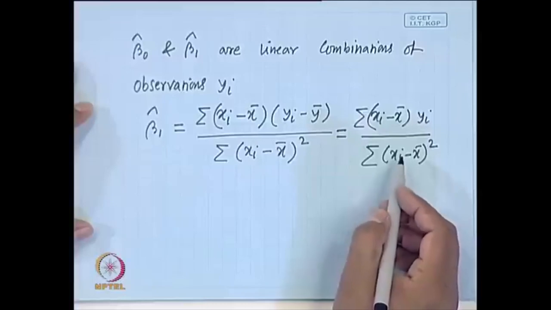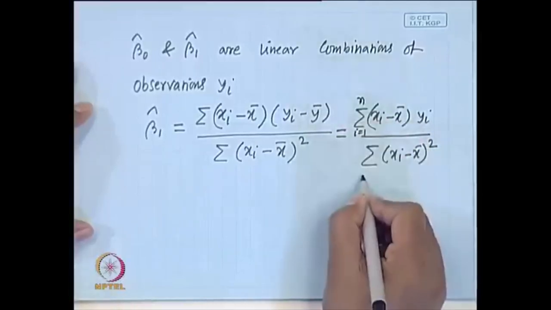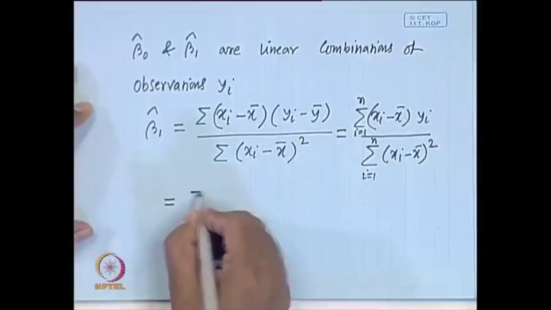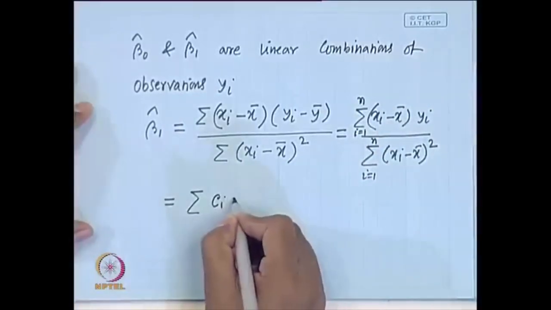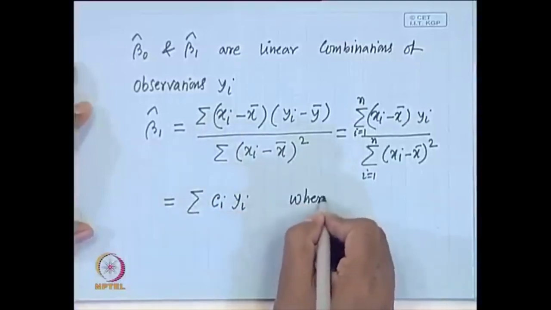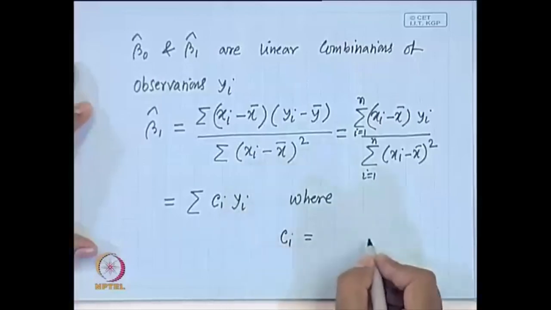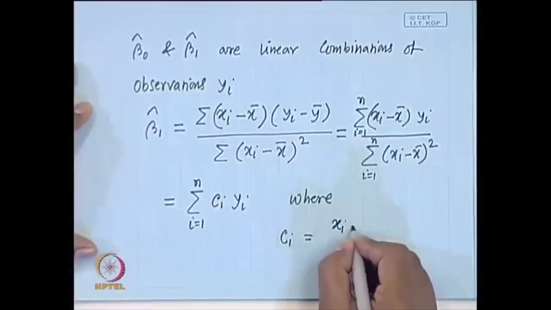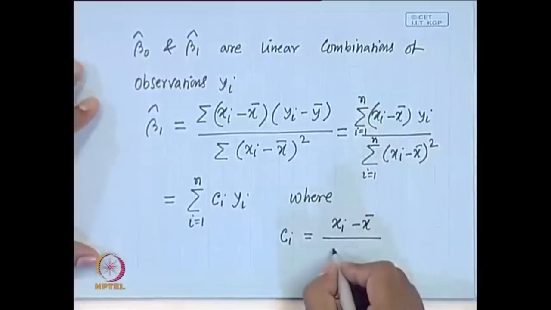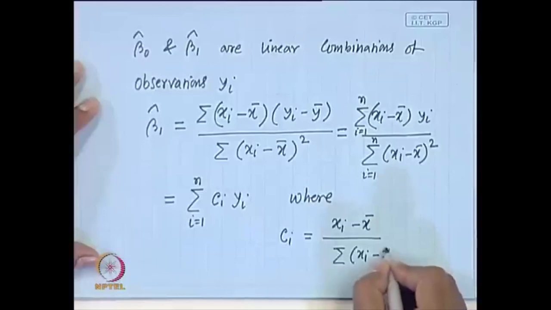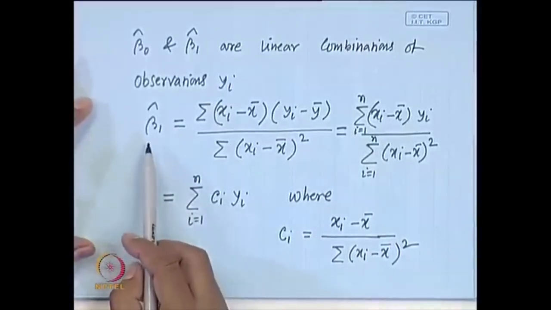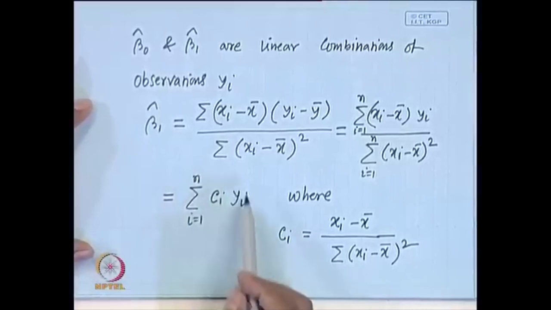Now, this is from i equal to 1 to n. This can be written as summation c_i y_i, where i equal to 1 to n, where c_i is equal to (x_i minus x bar) by summation (x_i minus x bar) whole square. So I proved that beta 1 hat is a linear combination of the observations y_i.